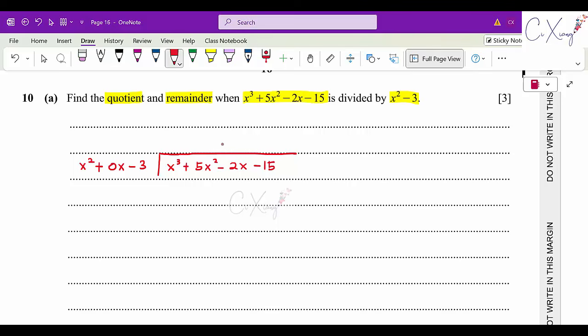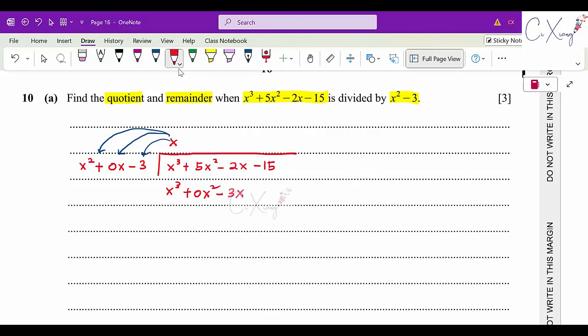Okay, let's have a look here. You have to decide a value to multiply with x squared to get x power 3. We always focus on the first term. So the something here should be x. x multiplied with x squared gives x power 3. x multiplied with 0x gives 0x squared. And x multiplied with negative 3 gives negative 3x.